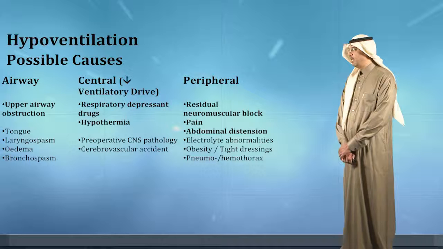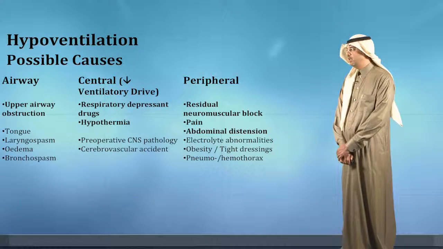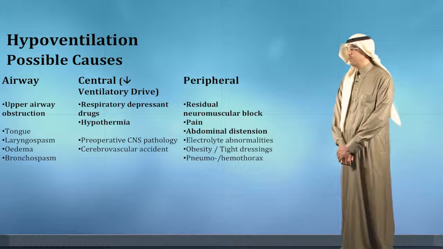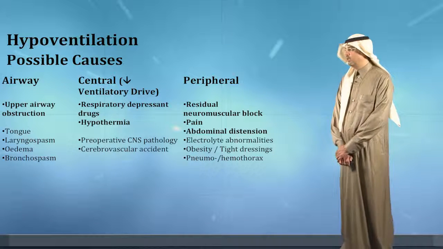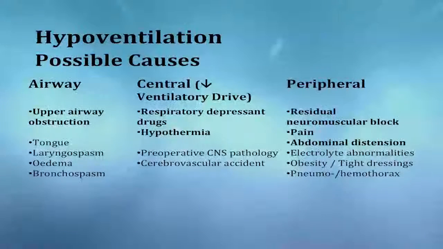So this table highlights the three possible causes for hypoventilation. As we mentioned, the airway, so we need to assess the upper airway and relieve any airway obstruction. Make sure that the tongue is not obstructing the airway. There is no laryngospasm, there is no edema, there is no bronchospasm.